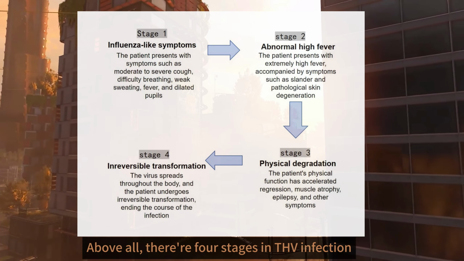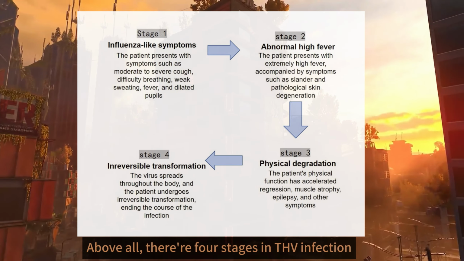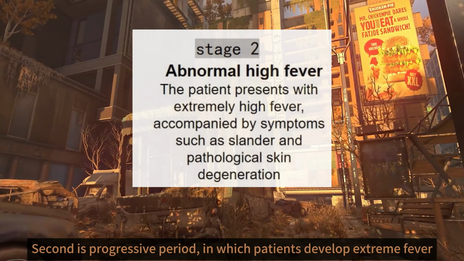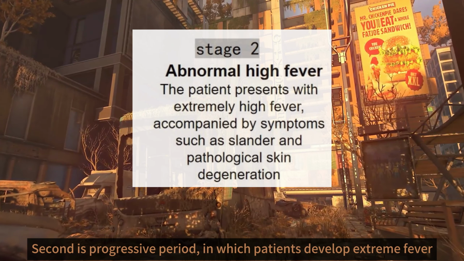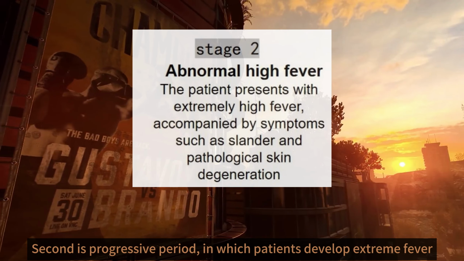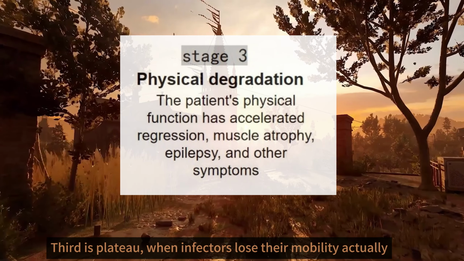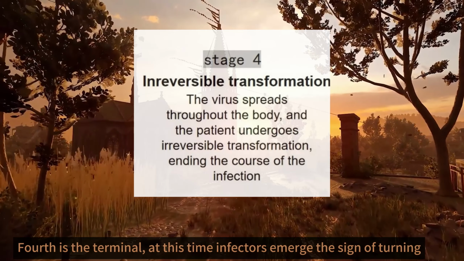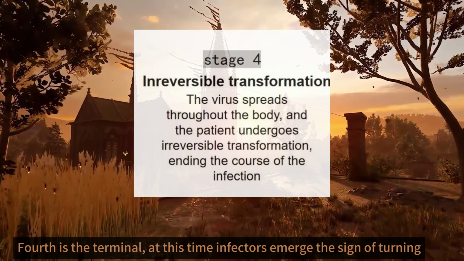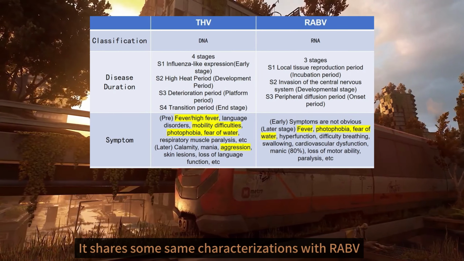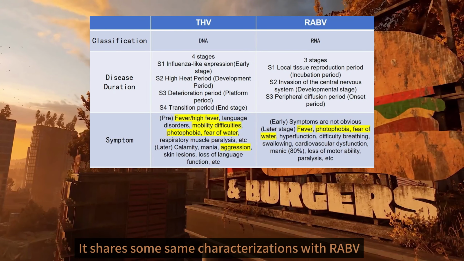Above all, there are four stages in THV infection. First is the beginning, along with the symptoms of flu. Second is progressive period, in which patients develop extreme fever, skin lesions. Third is plateau, when infectors lose their mobility actually. Fourth is the terminal. At this time infectors emerge the silent turning, and it is irreversible. It shares some same characterizations with the EBV.